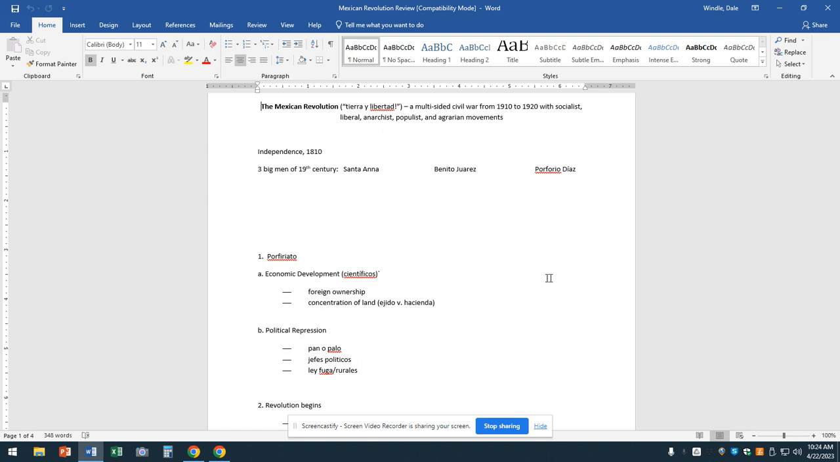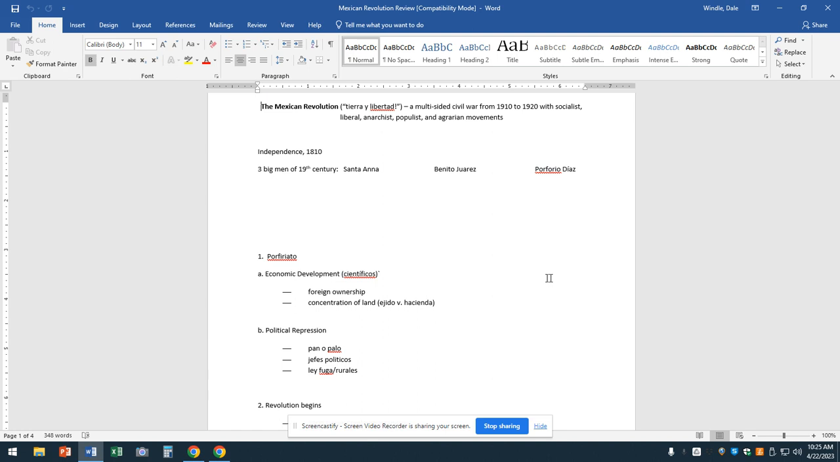The cry was Tierra y Libertad, which has many causes, but that's a nice quintessence. It's a multi-sided civil war from 1910 to 1917, really 1920, with socialist, liberal, anarchist, populist, and agrarian movements. Very complex. Now, Mexico began their struggle for independence in 1810. That's easy to remember, because they were celebrating their centennial in 1910, shortly before the revolution broke out.